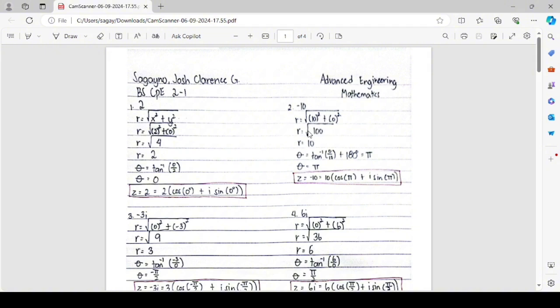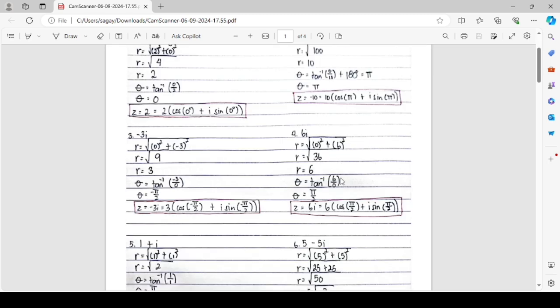Then for the theta, we get theta equals arctan 0 over 10, because y over x, plus 180 is equal to pi. Then theta is simply pi. The final answer on number 2 is z equals negative 10 equals 10 cosine pi plus i sine pi. And moving on to number 3.